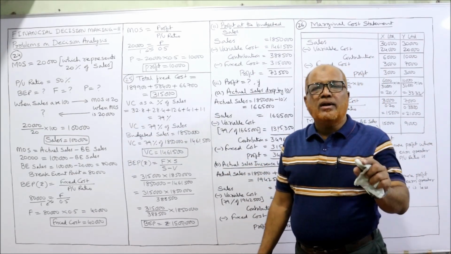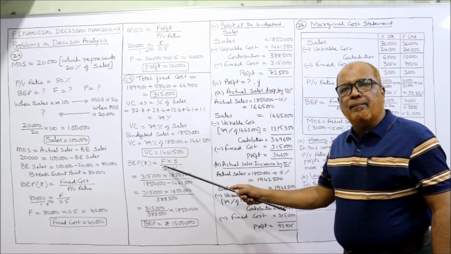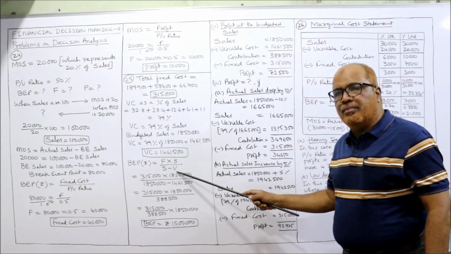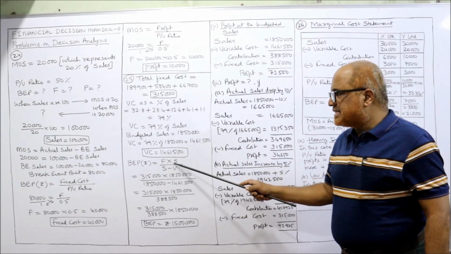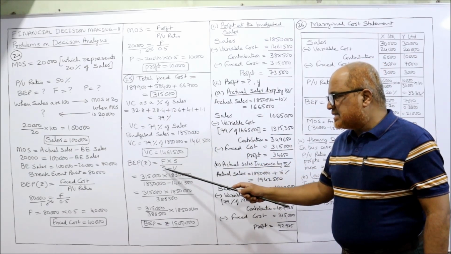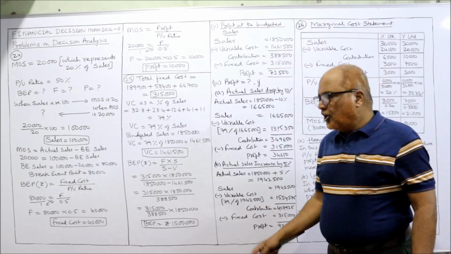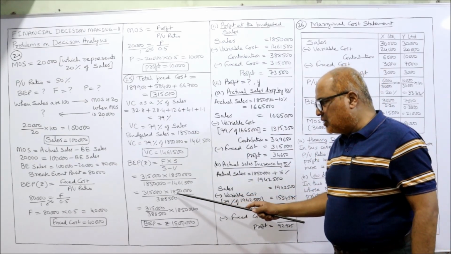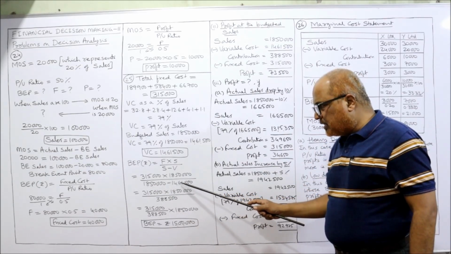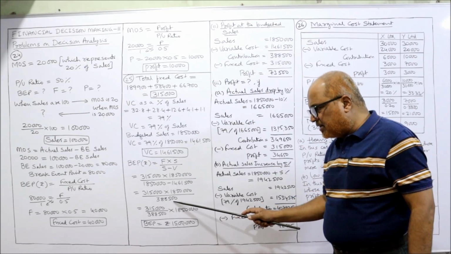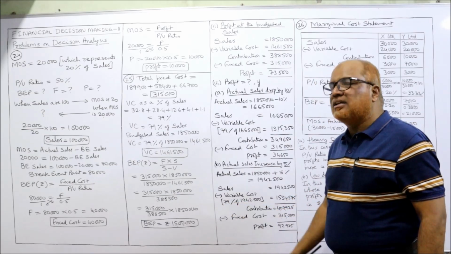First question. What is the break-even sales, BEP in rupees? I can conveniently apply the formula F into S by S minus V because I have every piece of information. Fixed cost 3,15,000. Sales 18,50,000. Sales 18,50,000 minus variable cost 14,61,500. Numerator keep it as it is, 3,15,000 into 18,50,000. For the denominator you subtract 18,50,000 minus 14,61,500. 3,88,500 is the denominator.